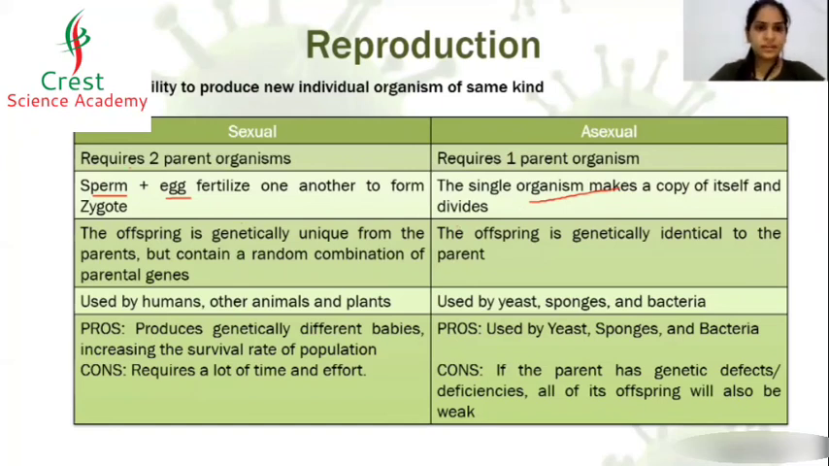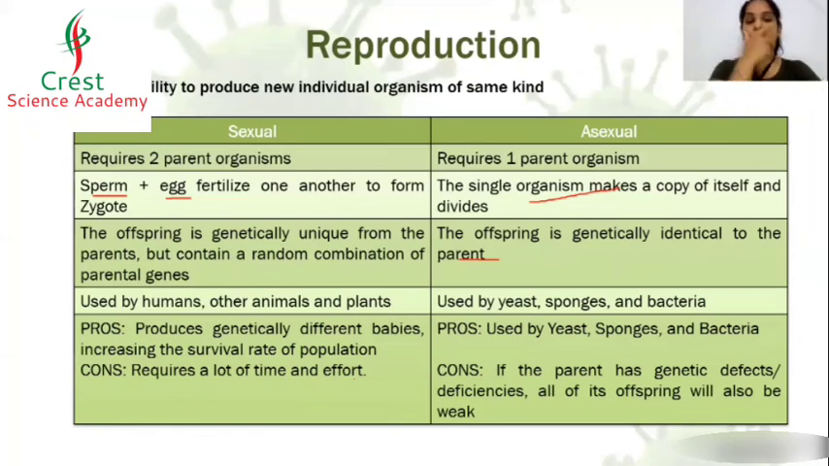In sexual reproduction, the offspring produced is genetically and morphologically somewhat different from its parents. Whereas in asexual reproduction, as it requires only one parent, it is the clone of its parent. That is, it is the exact copy of its parent. Sexual reproduction is used by humans and mammals, whereas asexual reproduction takes place in yeast, sponges and bacteria. In sexual reproduction, we can produce genetically different babies, and we can increase the survival rate of the population.